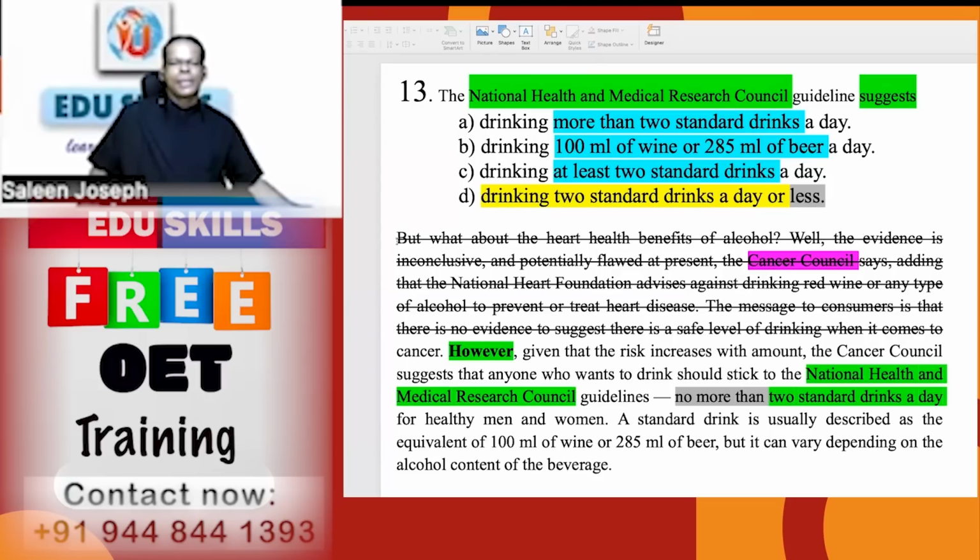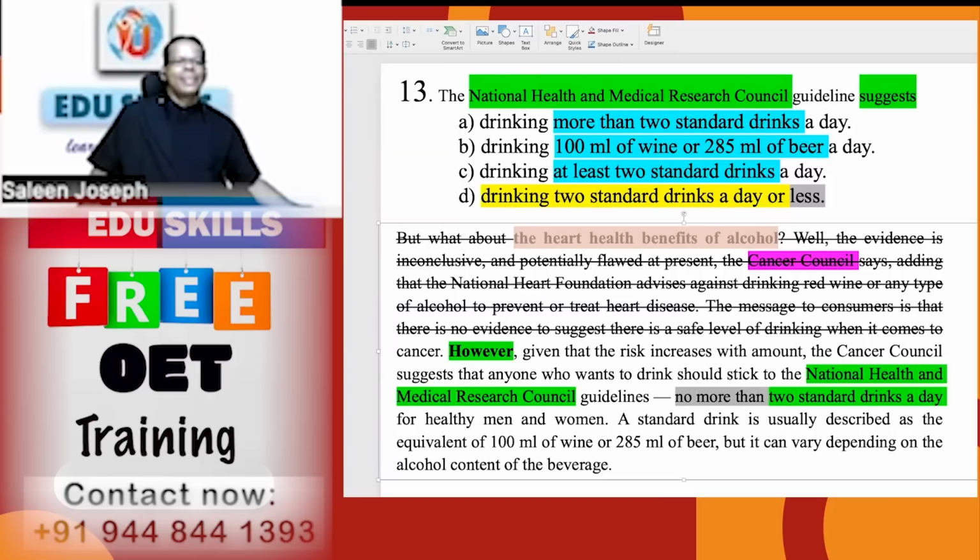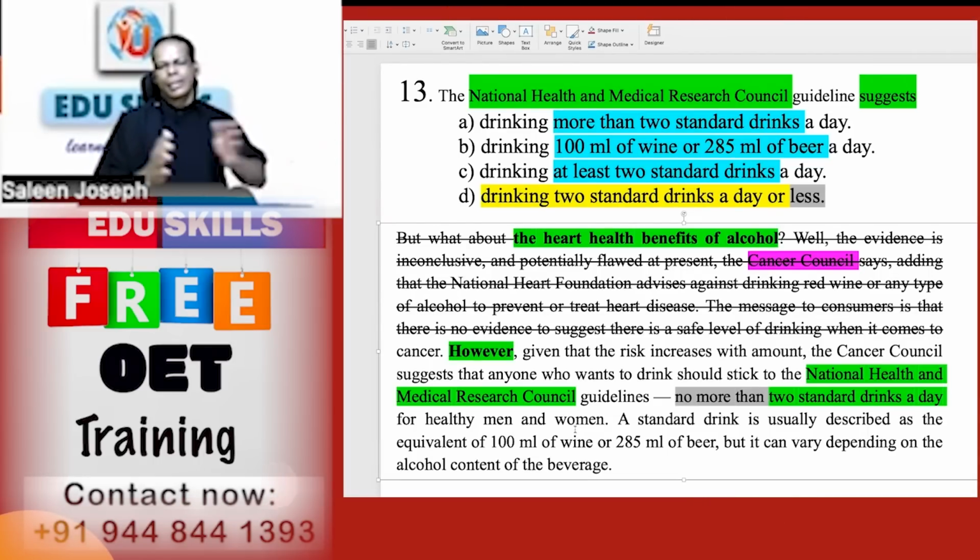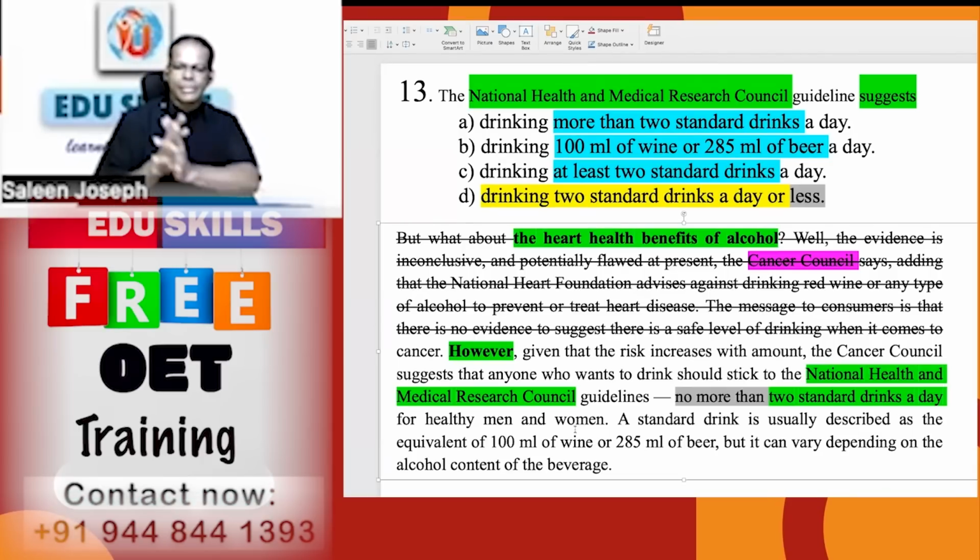So what is the topic sentence here? Do you have an idea about the topic sentence? Yes. The heart health benefits of alcohol. So this is the topic sentence. The whole paragraph will explain: is alcohol consumption beneficial to health? But then, the evidence is inconclusive. Immediately it says the evidence is inconclusive. You cannot say whether it is beneficial. There is a doubt. Then they are giving opinions. They are giving the opinion of the Cancer Council and the National Health and Medical Research Council.